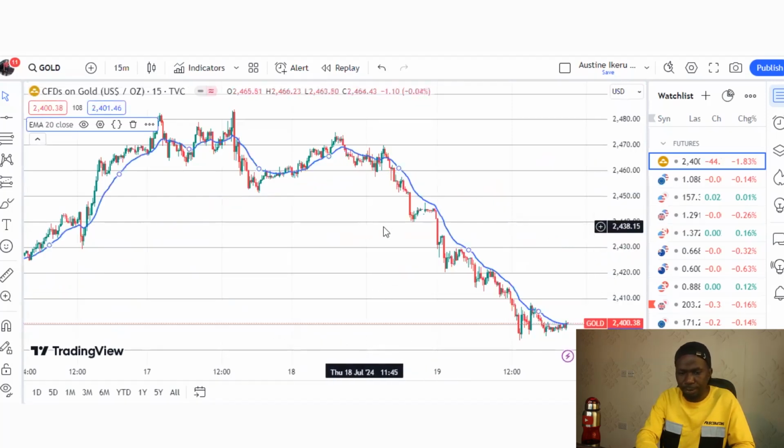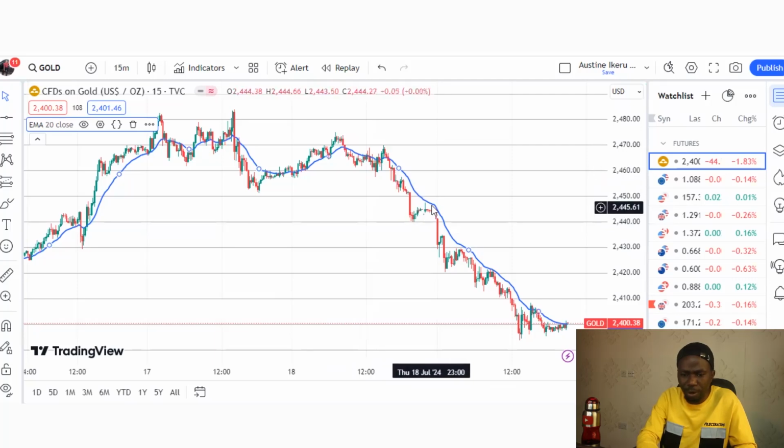So now you can clearly see at the 15-minute time frame the price is respecting the 20 EMA, right? You can see that the price is below the 20 EMA, signaling a downtrend. So in this scenario, sellers are in control of the market, and that is why they are pushing the price down. So here the 20 EMA is now acting as a resistance level.